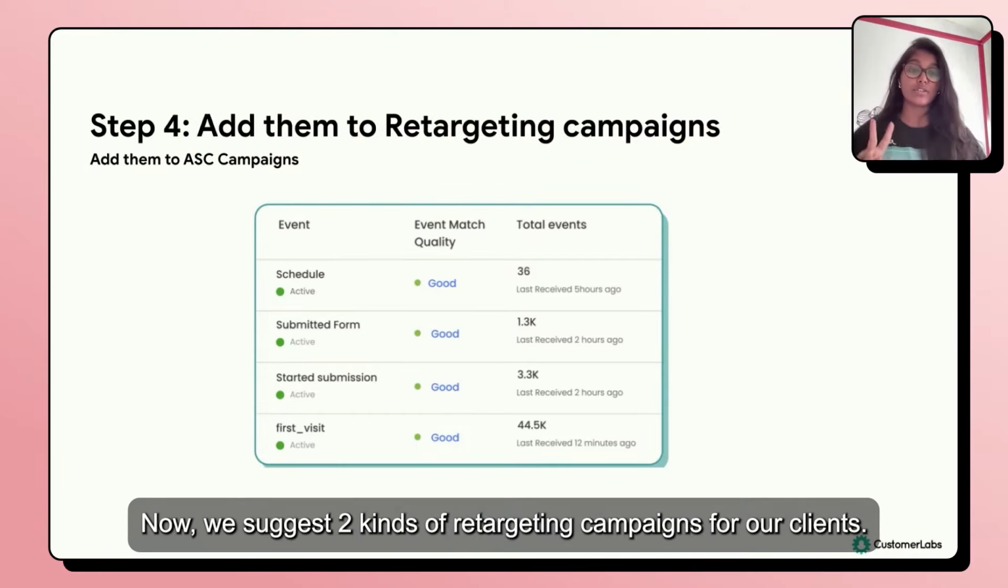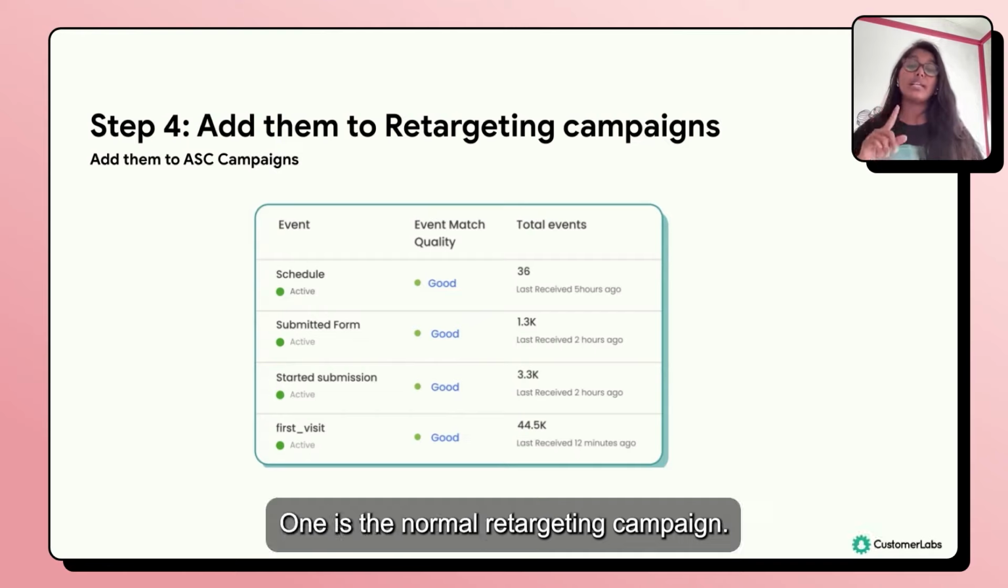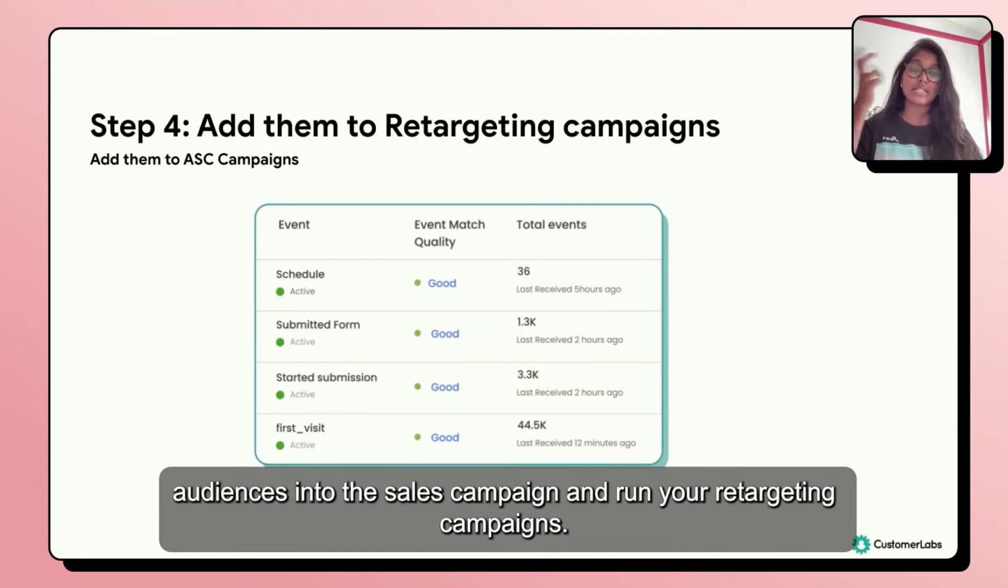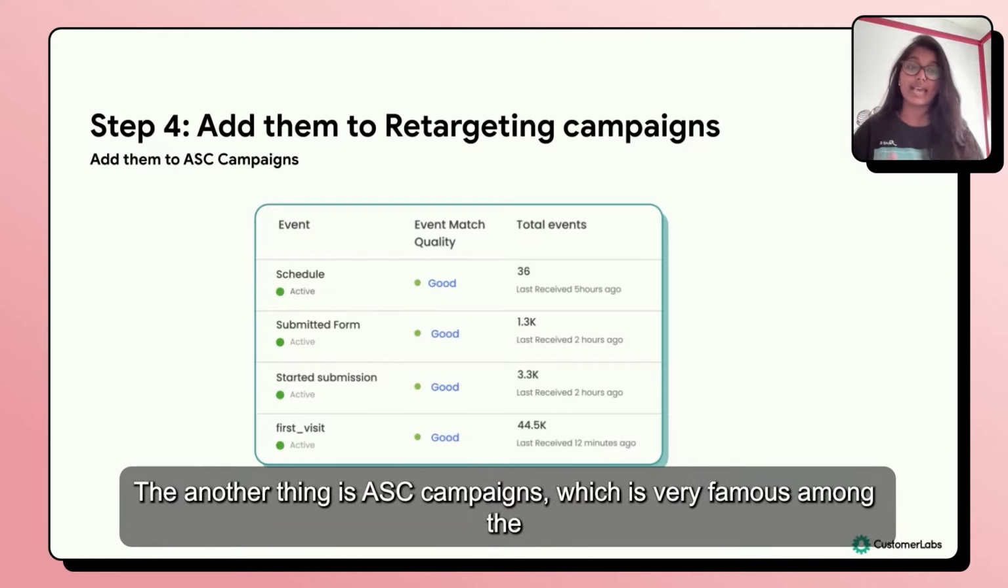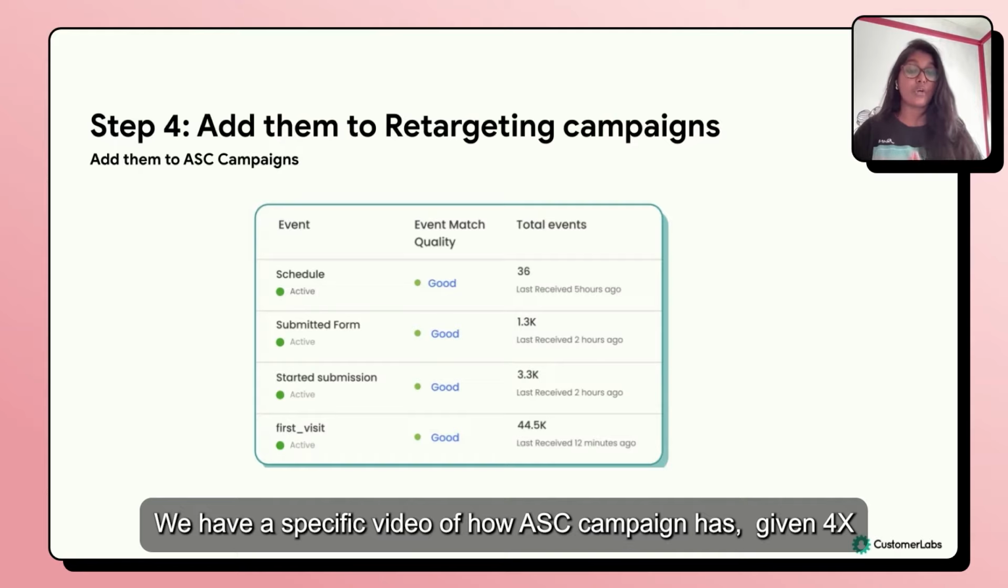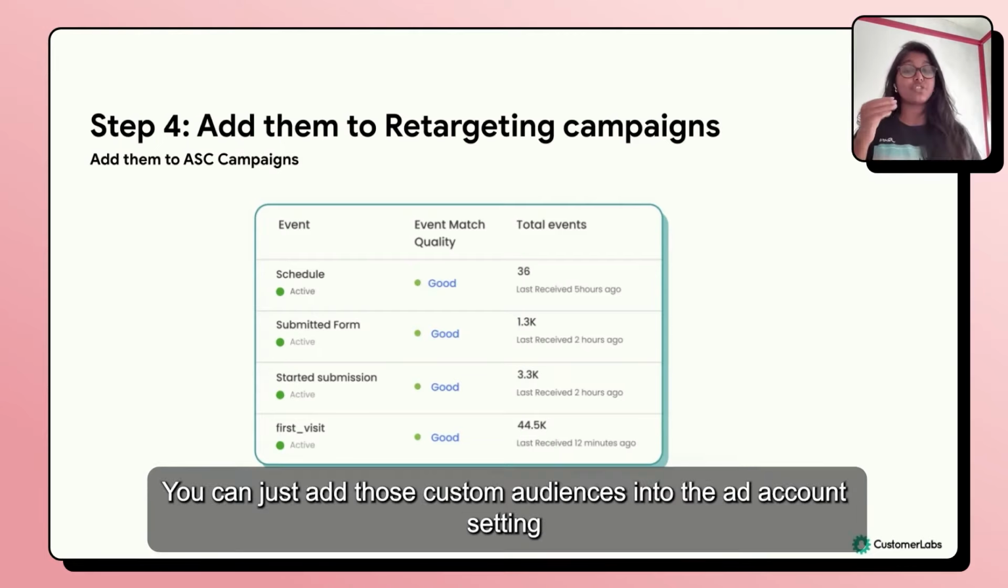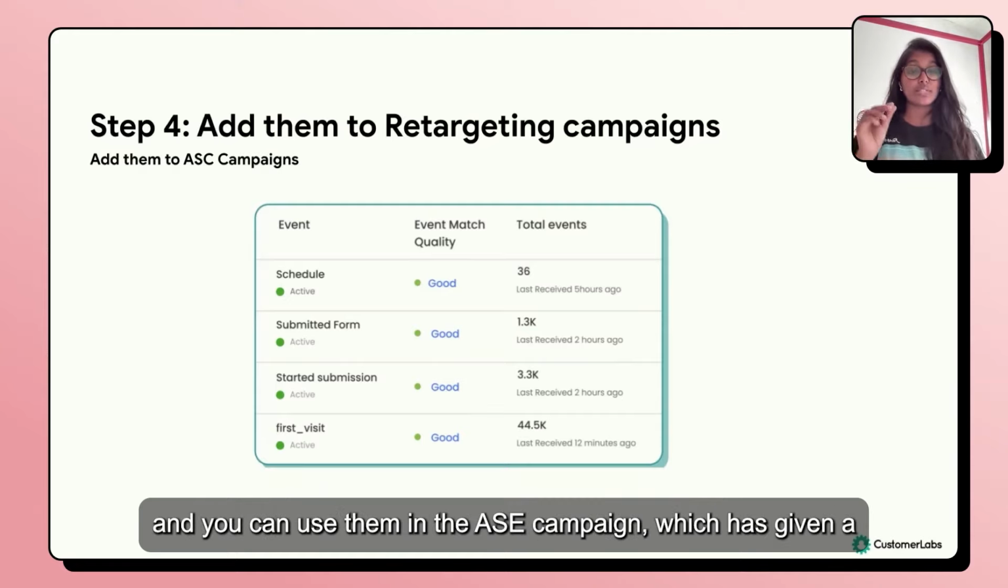Now, we suggest two kinds of retargeting campaigns for our clients. One is the normal retargeting campaign. You have already synced your audiences, and now you have to add these audiences into the sales campaign and run your retargeting campaigns. The other thing is ASC campaigns, which is very famous among e-commerce marketers. We have a specific video of how an ASC campaign has given 4x conversions with first party data. You can check that video out here. You can just add those custom audiences into the ad account setting and you can use them in the ASC campaign, which has given a very good result.